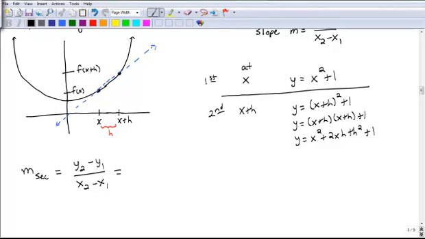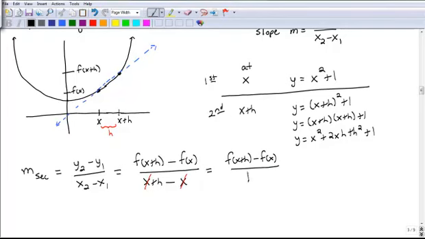Well, my y2 is this f of x plus h, minus my y1 is f of x. My x2 is x plus h. My x1 is x. If you look at the bottom here, the x's add to 0, plus x and minus x. So this becomes f of x plus h minus f of x over h.